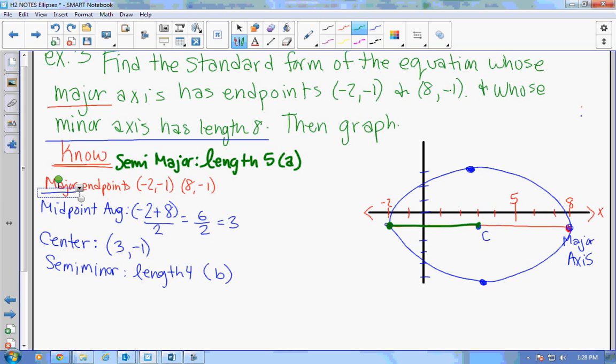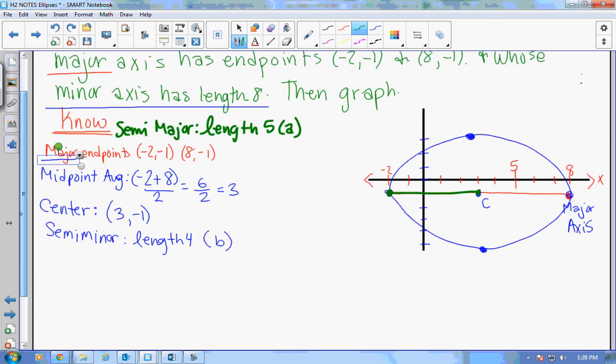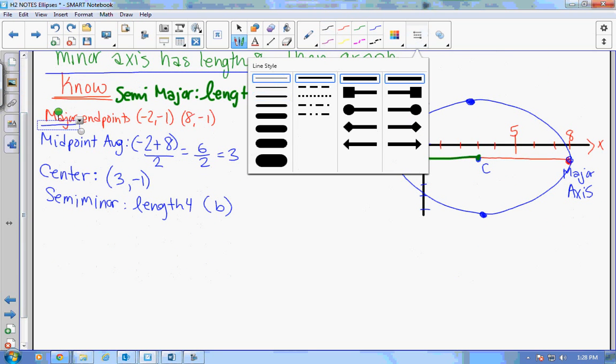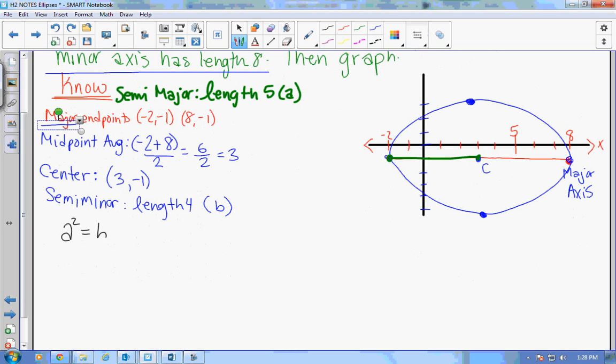What are we missing? Foci. Which is C, right? If we know B and we know A, how do we find C? A squared equals B squared plus C squared. We use our Pythagorean relationship. Unfortunately, it's not exactly the Pythagorean theorem, but it's close. So we know A is 5 squared. And make sure A is on the major, that's good.